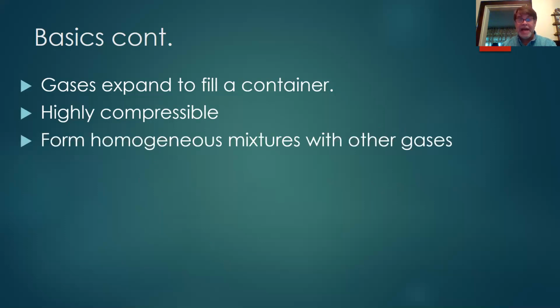Gases form homogeneous mixtures with other gases. If I take a little oxygen, a little nitrogen, a little helium, they're all going to mix, evenly distributed on average in the room. That's a homogeneous mixture. Liquids don't always do that, like oil and water. And of course, you can have a mixture that is a whole bunch of unevenly distributed stuff. But gases distribute homogeneously. So air is a homogeneous mixture of nitrogen and oxygen and the other trace gases.